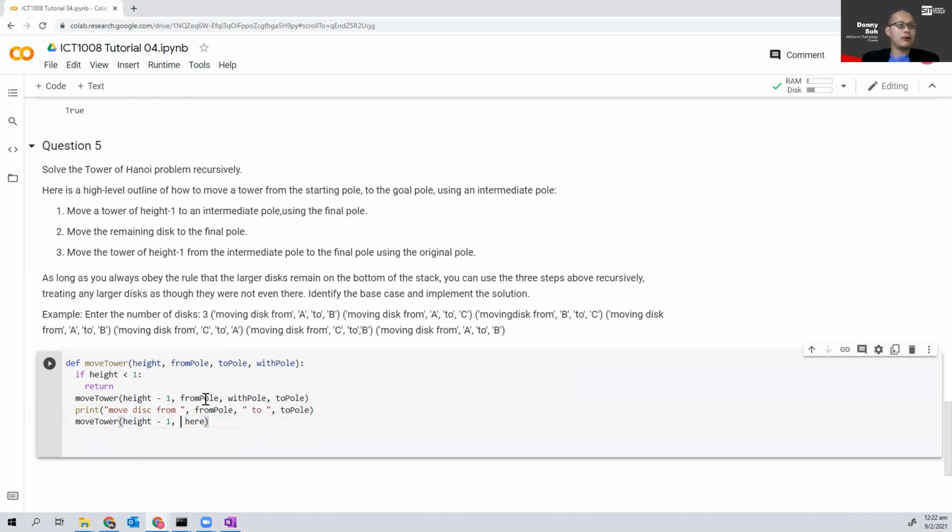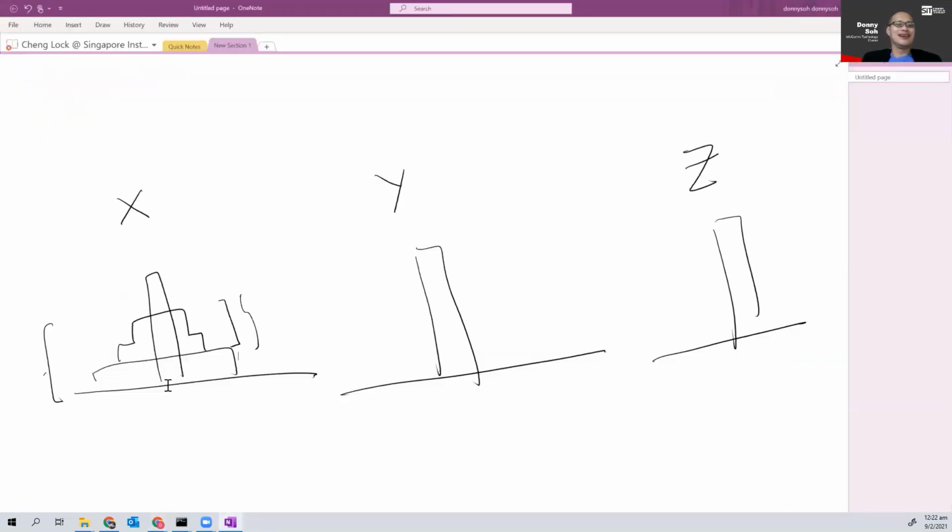Now my towers are at my with pole, and I need to shift it to my to pole using my from pole. Okay, so what it means is that now, at the start, I shift my poles here from my X to my Z using my Y. Once it is successful, this is what it looks like. This is what it looks like.